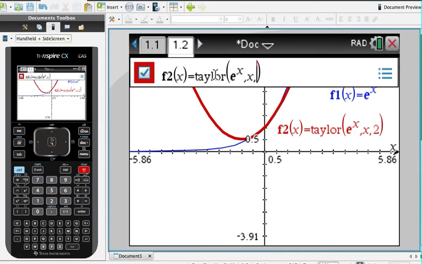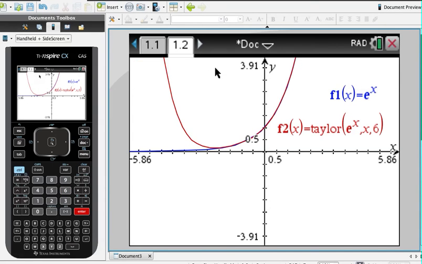Okay, instead of second degree, we're going to change it to, let's say, degree 6. Press enter. Degree 6 polynomial gives us a much better match than the degree 2 polynomial, as we can see here. The graphs are lying literally on top of each other for a much longer stretch now.